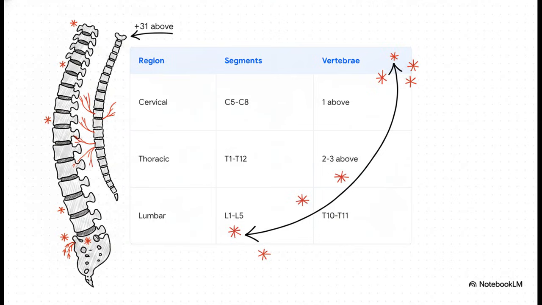For instance, your lower cervical segments sit about 1 vertebra higher than their corresponding bones, while your lumbar segments are found way up opposite the T10 and T11 thoracic vertebrae. This is a massive rule of thumb for diagnosing spinal injuries, because damage to a specific bone will end up affecting a totally different spinal segment.